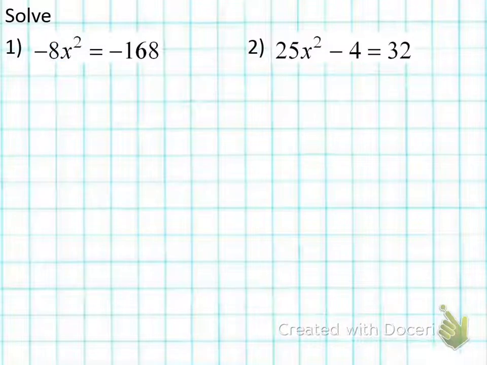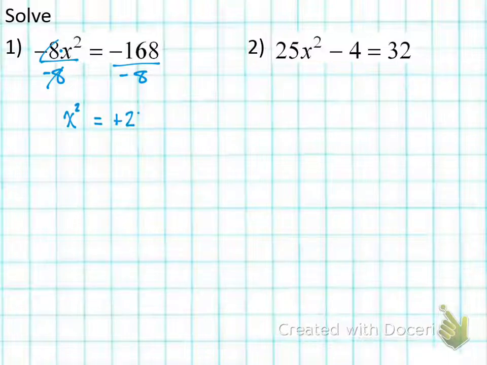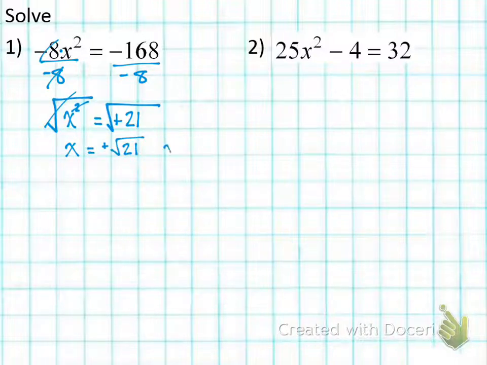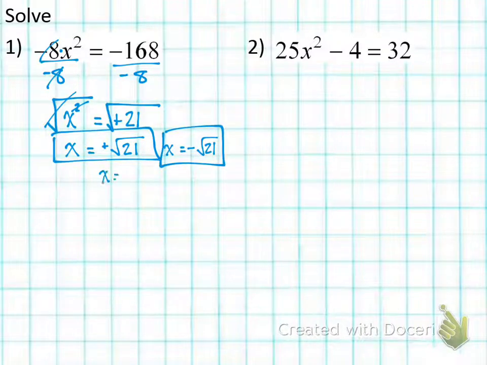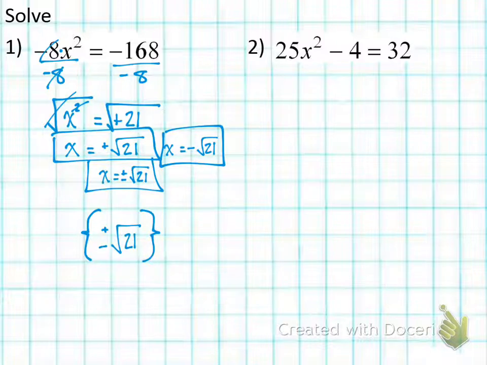I saw some looks out there, so watch me do number 1 again. One more time. We have an a term, there's no b term, so I'm going to isolate, so I'm dividing both sides by negative 8. Okay, we get x squared is equal to 21. Then we take the square root of both sides. When I do that, I get two answers. X is equal to positive rad 21, and x is equal to negative rad 21. Another way I could write it is x is equal to positive negative rad 21, or I could write set notation. Okay, that's number 1.